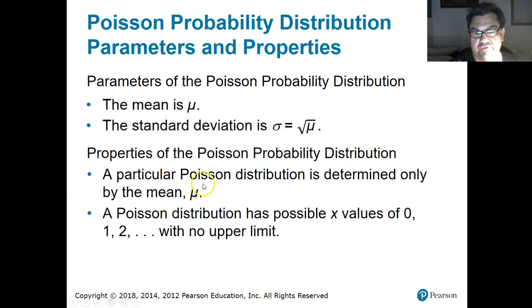Properties of Poisson distribution. It is determined only by the mean mu, because we only have the mean mu in the equation. So the Poisson distribution has a possibility of x values of 0, 1, 2, 3, with no upper limit. It could have a jillion. But a jillion is not a number, so not a jillion.